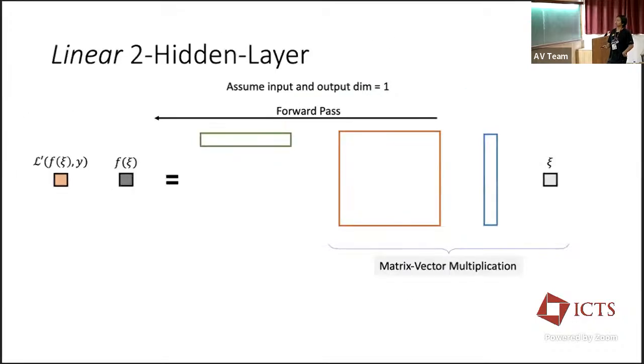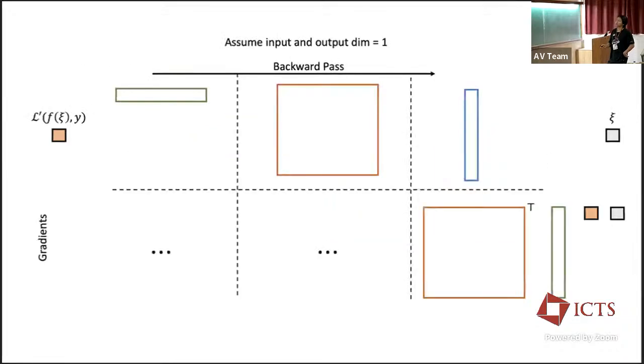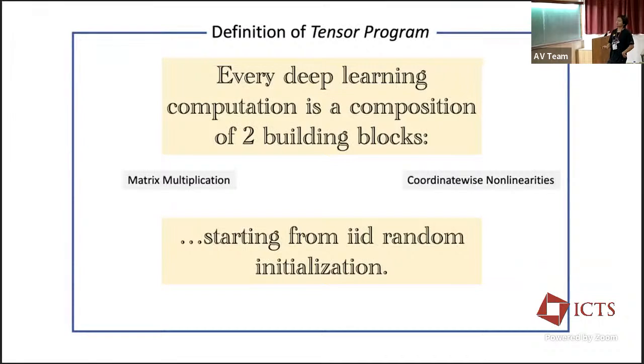Then let's look at the backward pass, but for simplicity, let's assume everything is linear. You can get the gradients for these parts, but the gradient for the input layer looks like this, which is matrix vector multiplication, where the matrix is the transpose of the middle matrix. Hopefully that's enough evidence to convince you that this should plausibly be universal. Every deep learning computation is a composition of these two building blocks starting from IID random initialization.